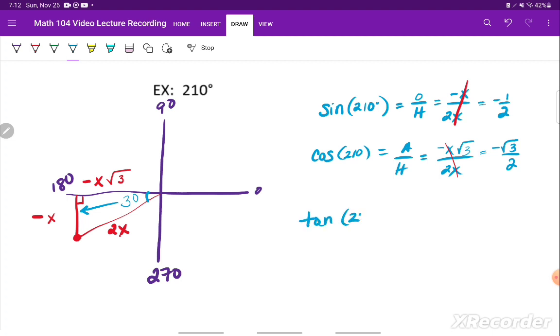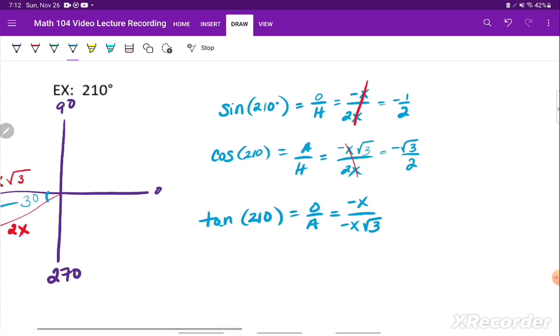And then tangent of 210 degrees, that's our opposite side over our adjacent side. So it's going to be negative x over negative x square root of 3. So notice that we're going to have a negative divided by a negative, so that's going to turn positive. And those x's cancel out. We're left with 1 over the square root of 3, which we will then rationalize. And we're going to get square root of 3 over 3.